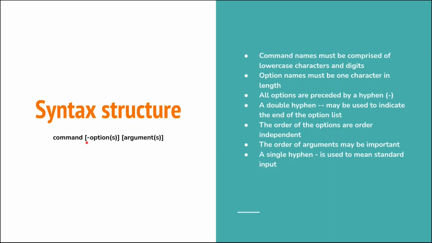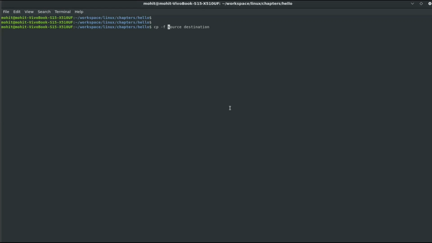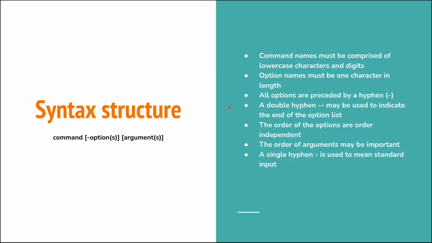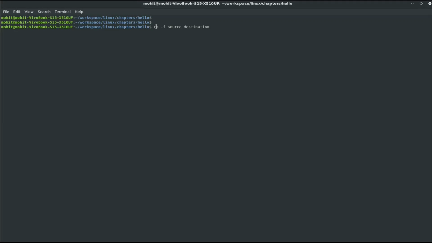A single hyphen is used to mean standard input. To understand the syntax structure, I will take you to this command: cp -f source and destination. The first thing is the command name must be comprised of lowercase characters and digits, which is fulfilled here. My command is cp and it's always in lowercase. If I'm using a capital CP, it does not mean anything. So you should always know that it is case sensitive and all the commands are always in lowercase letters.